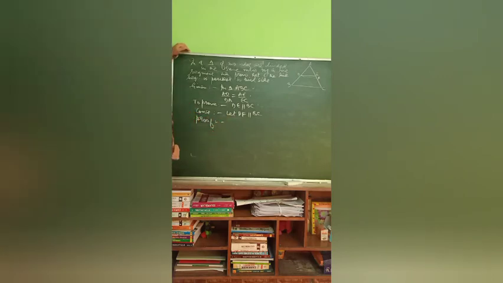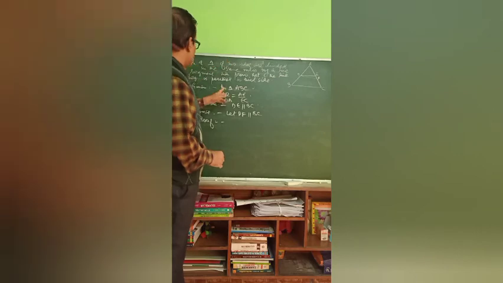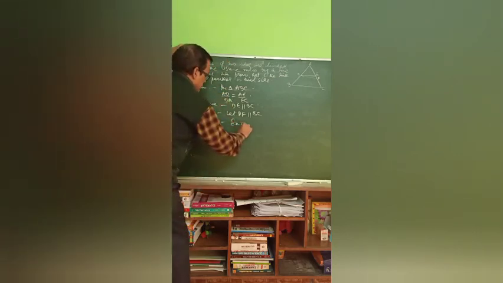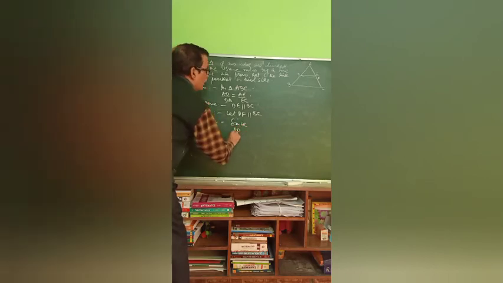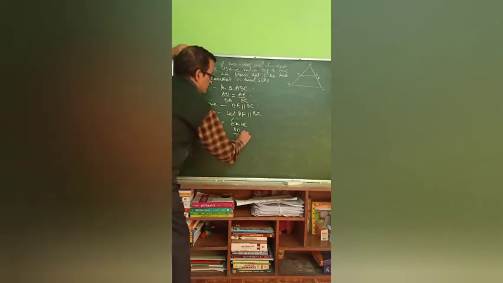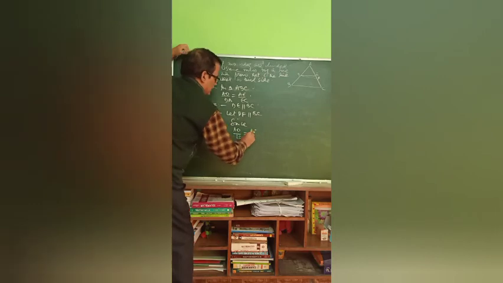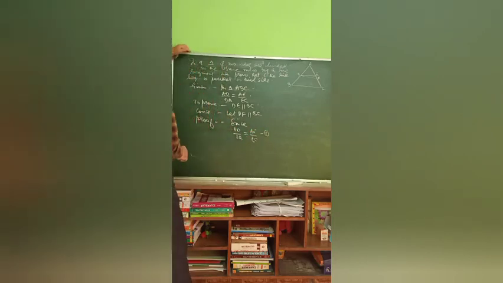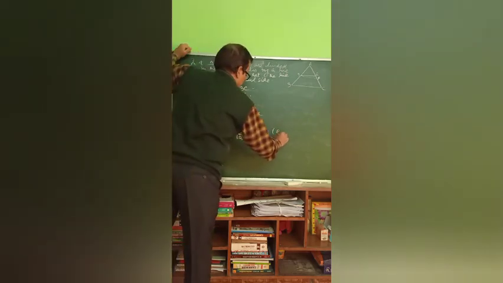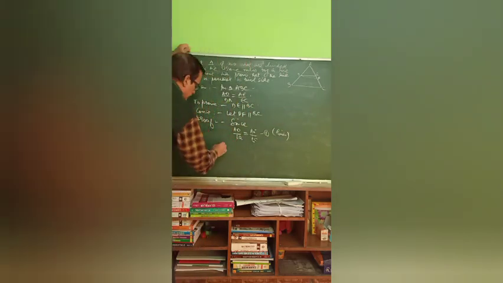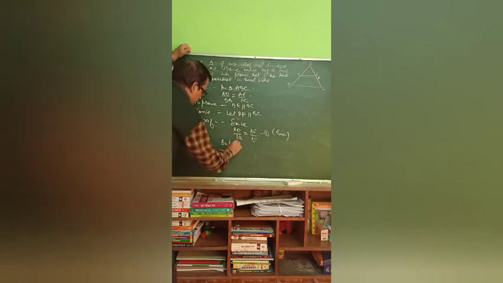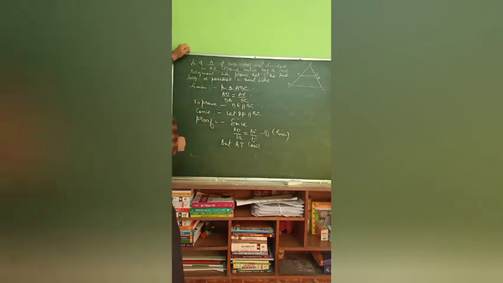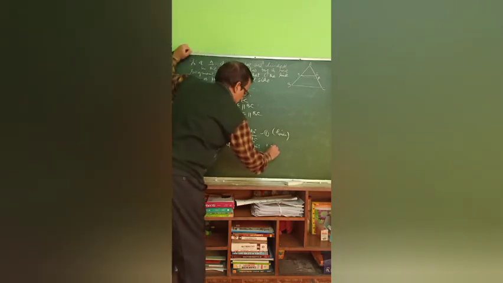First of all, we will write what is given to us. Since AD upon DB is equal to AE upon EC, this is first, this is given. But according to the construction, DF is parallel to BC.